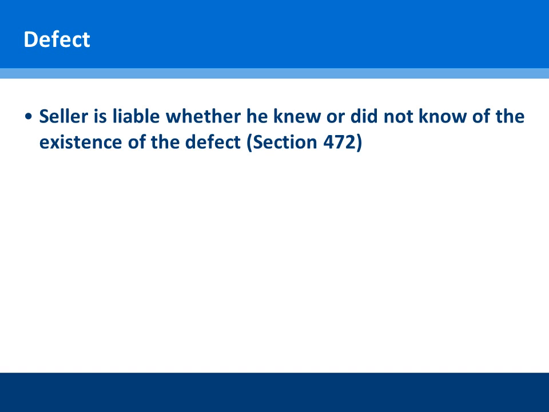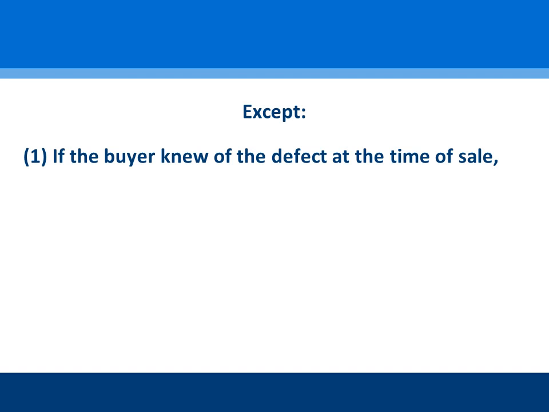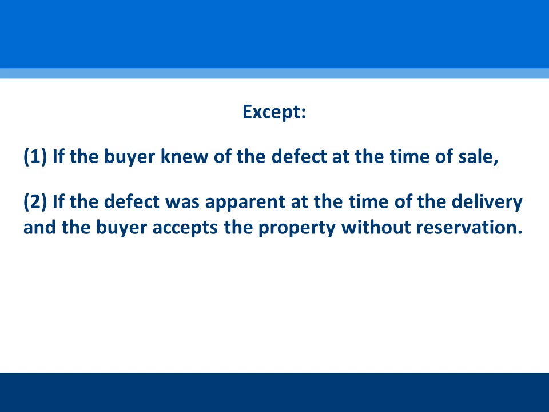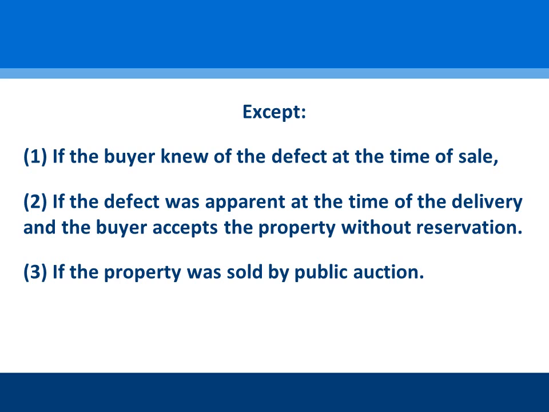It must be pointed out that the seller is liable whether he knew or did not know of the existence of the defect. The seller cannot say, I didn't know that this dog was sick. However, if the buyer knew of the defect at the time of sale, I knew already that this dog was sick, or the defect was apparent, this dog was not a purebred German Shepherd dog, it was obvious. Or if the property was sold by public auction, well, in this case, I cannot claim any type of defects. I must keep the property and I cannot sue the seller.